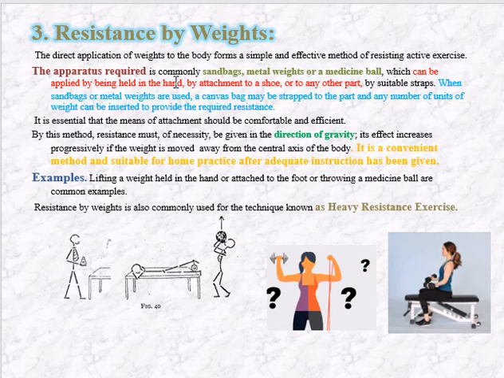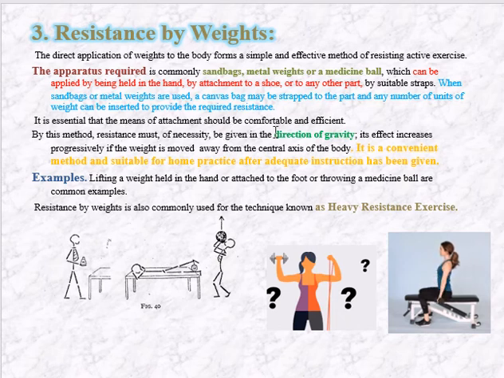Resistance by weight. The direct application of weights to the body forms a simple and effective method of resisted exercise. Apparatus required is commonly sandbags, metal weights, or a medicine ball, which can be applied by being held in the hand, by attachment to a shoe or any other part, or by suitable straps. When sandbags or metal weights are used, a canvas bag may be strapped to the part and any number of units of the weight can be inserted to provide the required resistance.